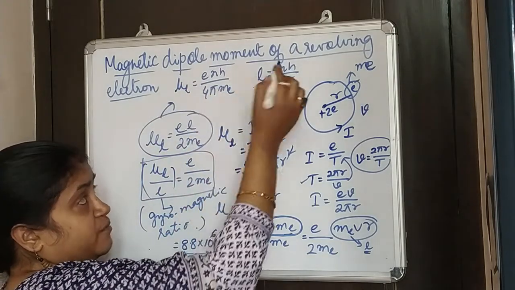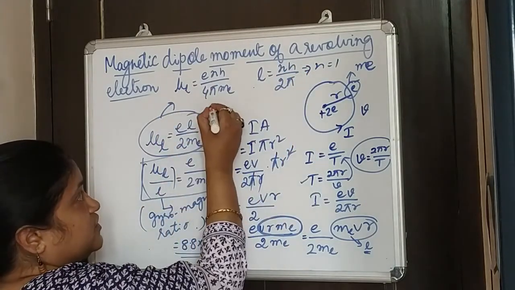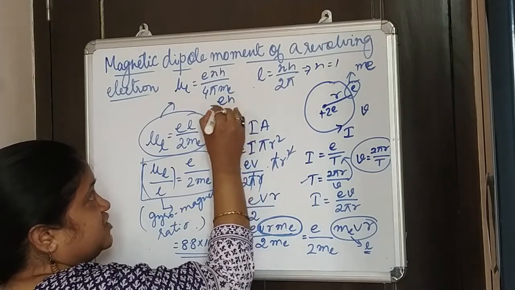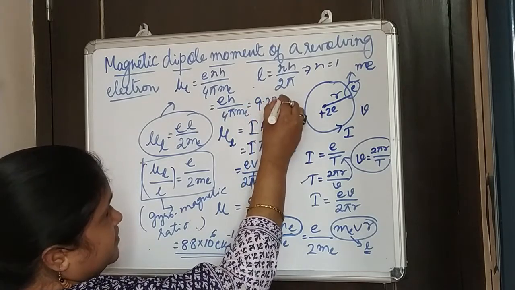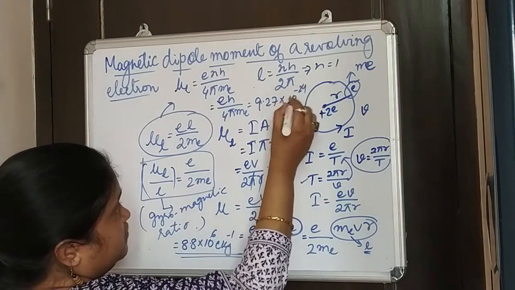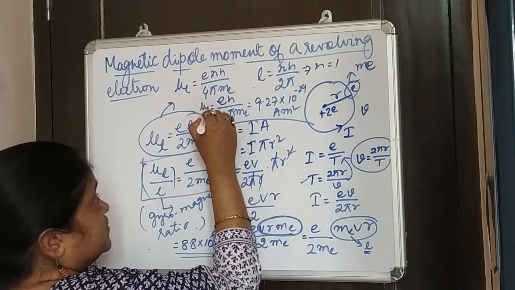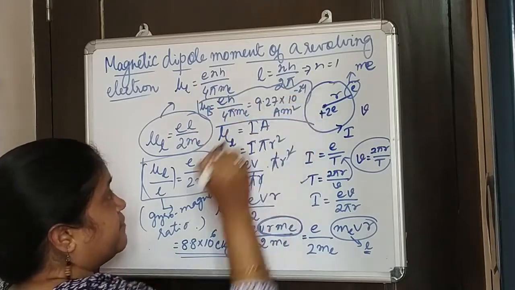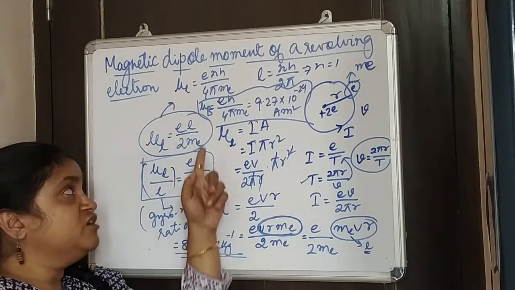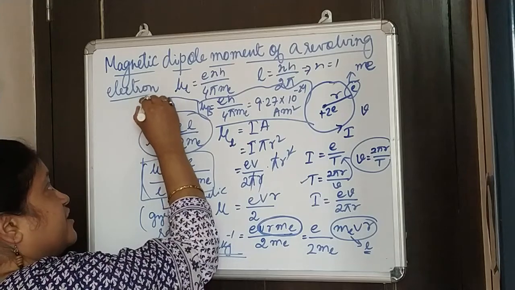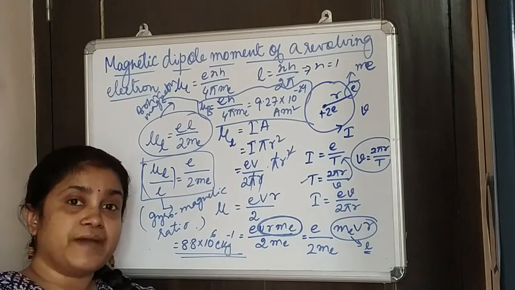Now for the first orbit, we take n equal to 1, and when we substitute this value, we get eh by 4 pi me, which is 9.27 into 10 power minus 24 ampere meter square. So this is called the magnetic moment or dipole moment for the first orbit, which is known as the Bohr magneton. This is for the first Bohr orbit and is known as the Bohr magneton.